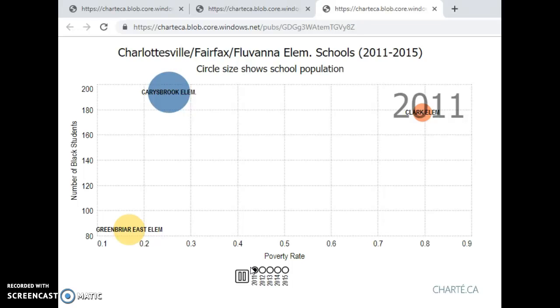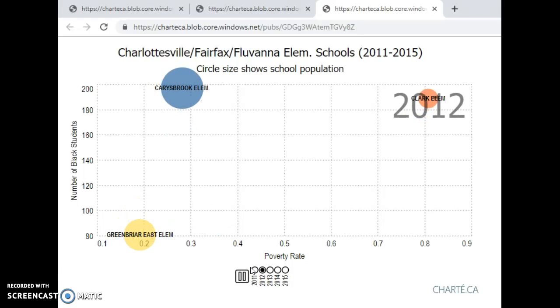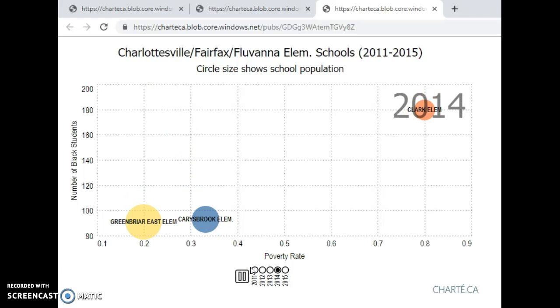That's telling us that something, some dramatic event happened. This isn't a trend that black students are leaving this Carysbrook Elementary. We can see in general that that bubble just has normal variation, except for that one jump. It's a jump downwards.